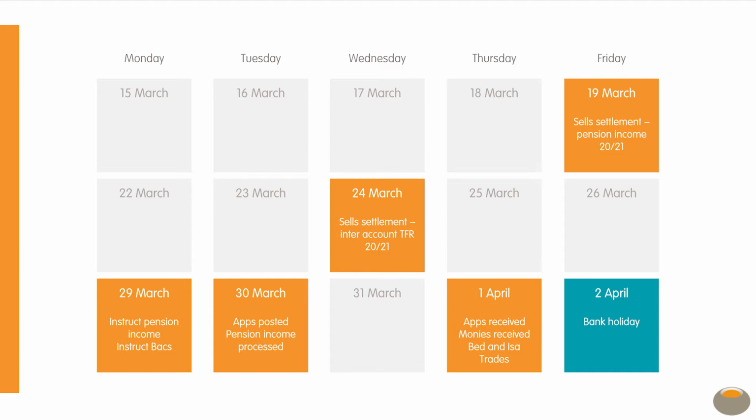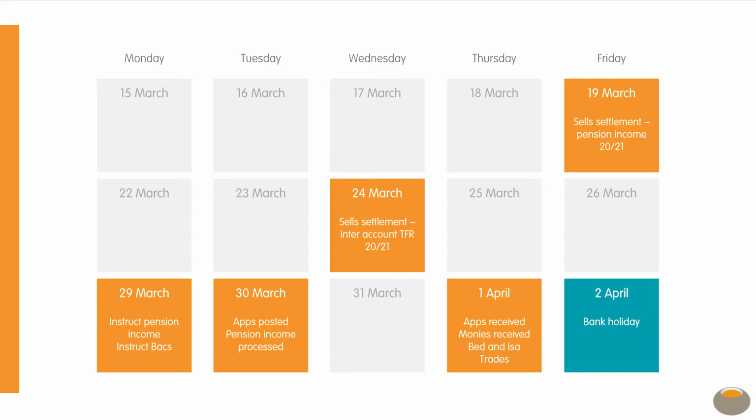So for this year, we've got a lead up time of really 3 weeks, so 15th of March onwards. And it's within this period that we have some of our most key dates for you to be aware of. Friday the 19th of March is when the sales settlement for pension income need to be completed for pension income payments to be made within this current tax year. We then move forward to Wednesday the 24th of March, where the settlement of sales for inter-account transfers would need to be completed. So this is where you are moving, say, from a general account to a pension account or a general account to an ISA account. That's when those settlements have to have occurred by.